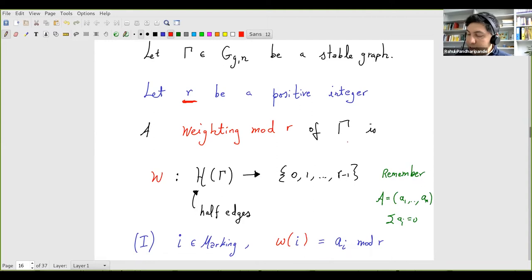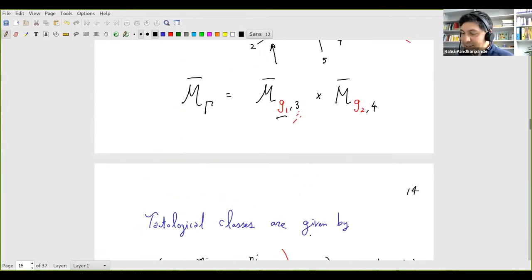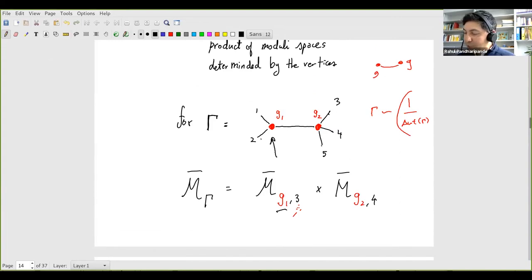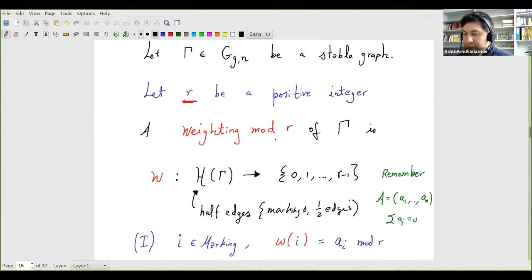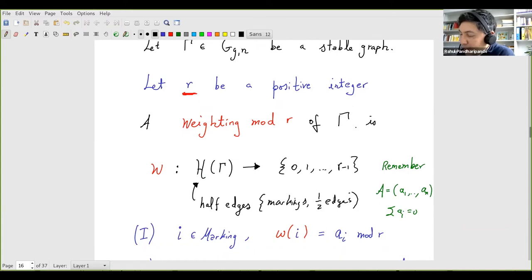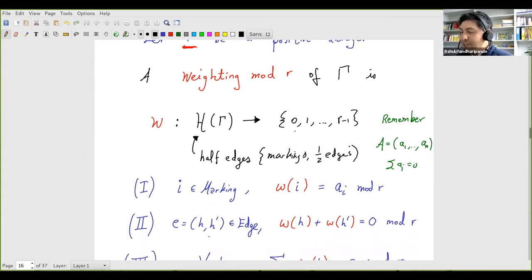And we consider a weighting mod r of this graph. This is a very simple thing to think about. This graph has some pieces, and here are the half edges. I said the half edges include the markings and the actual half edges. In this example, there are 1, 2, 3, 4, 5 half edges for markings, and there's also this half edge and that half edge, so there'll be 7 half edges in that example. So let r be a positive integer, and I consider a weighting mod r of this graph. The definition is that it's a map from half edges to the numbers 0, 1 to r minus 1. These are actual numbers, but of course they cover the residue classes mod r.